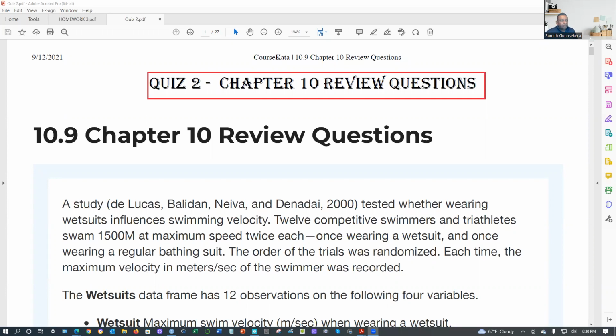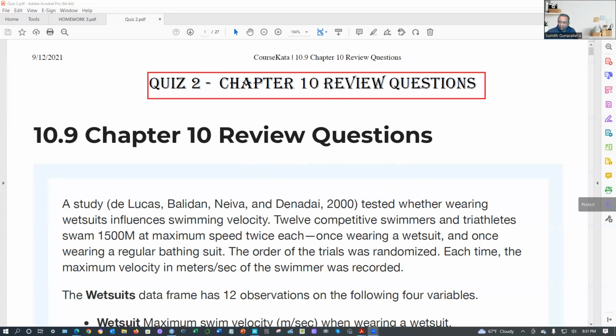So, today I have a certain plan. Within the first hour, I plan to go through quiz number two, and in the second hour, I'm planning to cover the assignment, the third assignment. Okay, so let's go ahead and get this done.